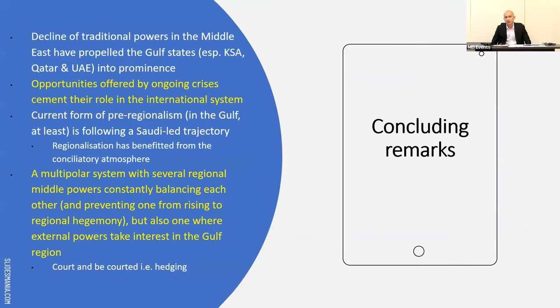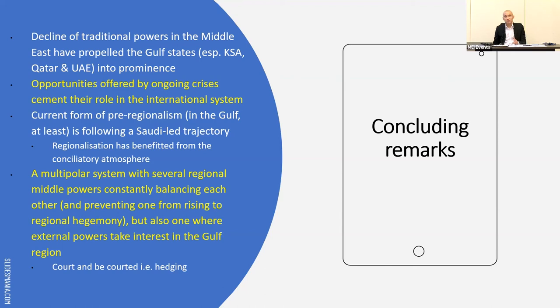Final remarks. Number one, if we talk about historical trajectory, the Gulf states have risen to prominence precisely because of the decline of traditional powers in the region, such as Egypt, Iraq and Syria, which previously played leading roles in past decades. But now is the Gulf era, and especially KSA, Qatar and UAE that I listed here. I've also emphasized that the opportunities offered by the ongoing crisis also cement their role in the international system, not least because of the ongoing energy crisis experienced by Europe.